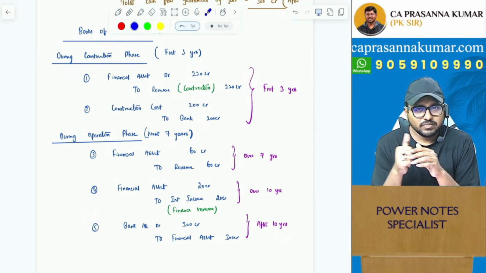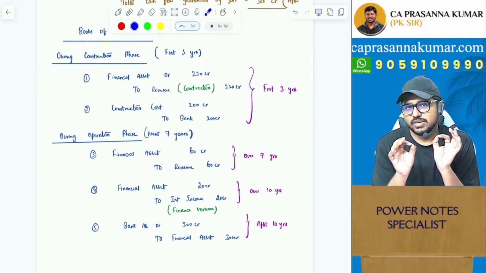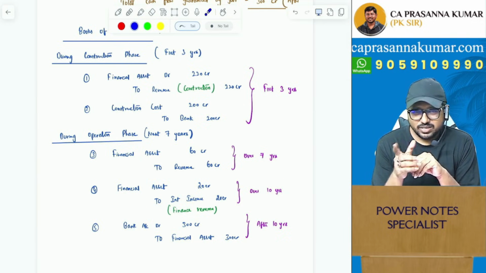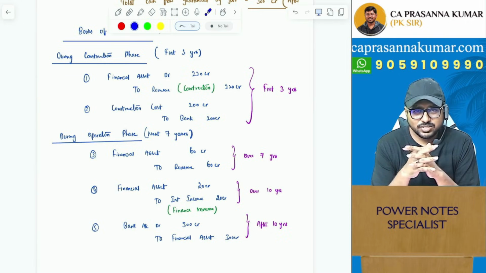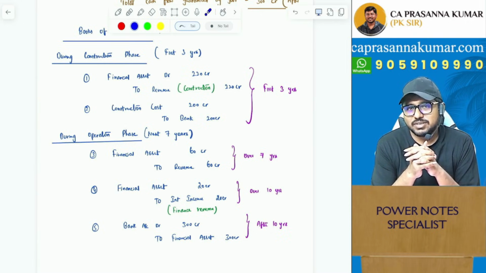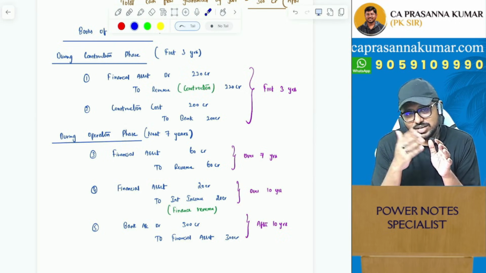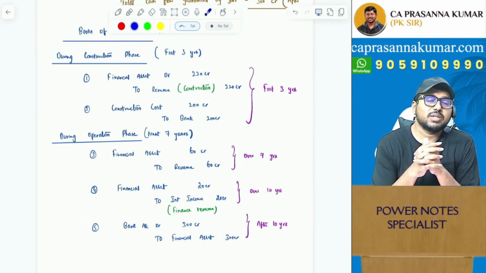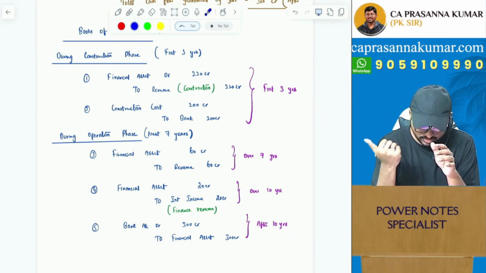Now you go to the operating phase, that is, 3 years is done and dusted. In the operating phase, first thing is you have to receive a further 60 crore, so recognize that revenue. And because you are not getting the money, debit the financial asset. So financial asset to revenue, 60 CR. And after that, because the money is getting delayed right from the beginning, there will be an interest, and that interest income will also increase your financial asset. So financial asset debit to interest income. In this case, it is 20 CR.